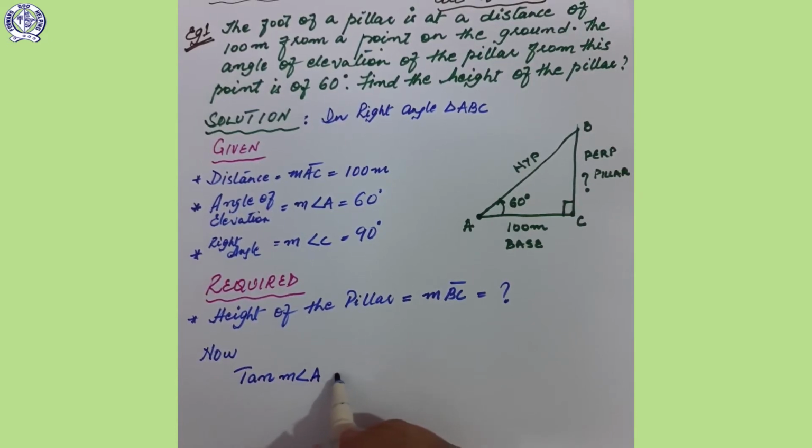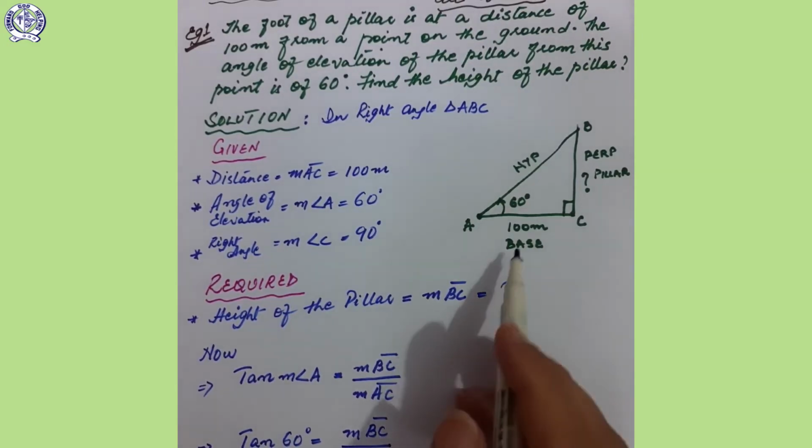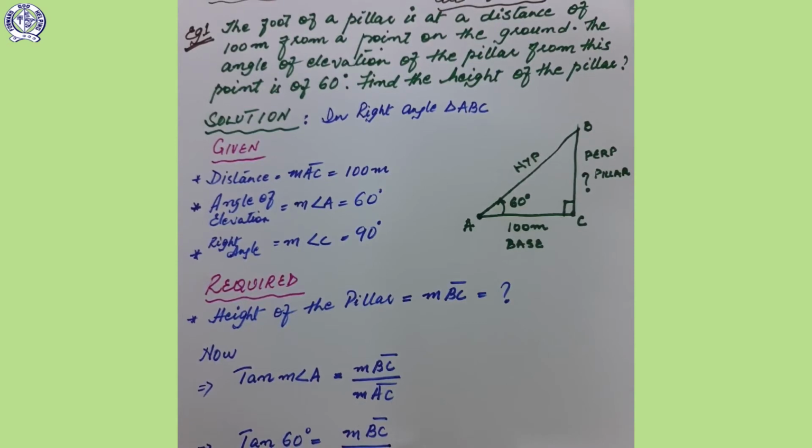Tangent theta, here theta means angle A, so instead of theta we will write angle A. Tangent is equal to perpendicular upon base. Perpendicular is side BC, and base is side AC. Okay, now we will put the values. Angle A is 60 degrees, so tan 60 degrees equals BC, which is required, so it will remain as it is, divided by side AC, which is 100 meters.